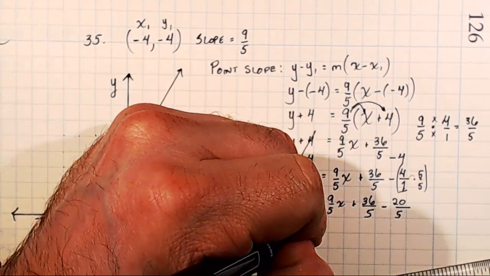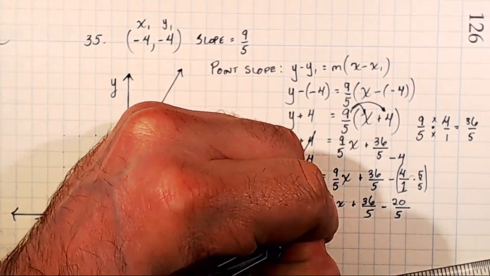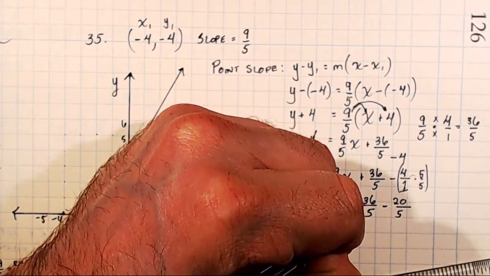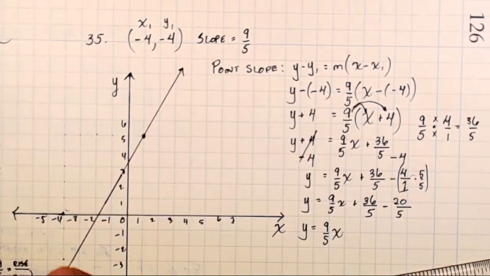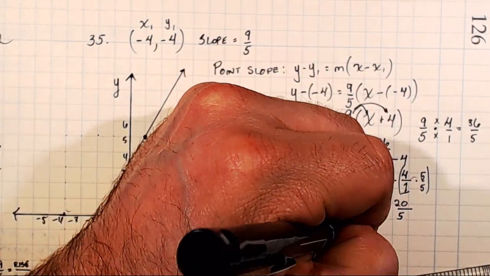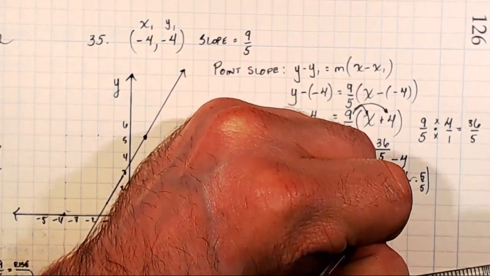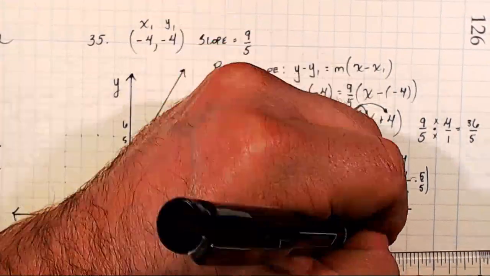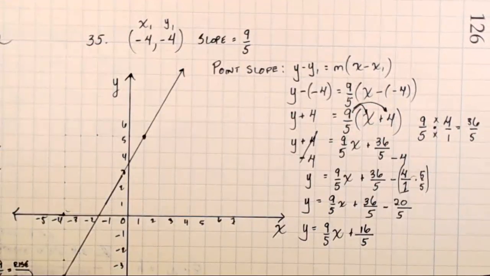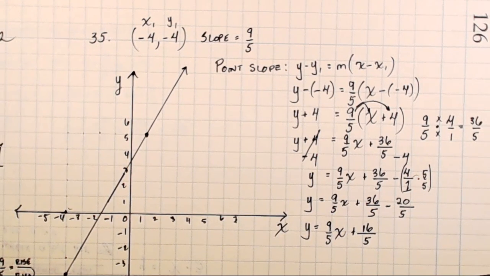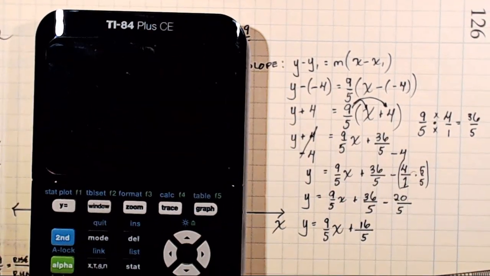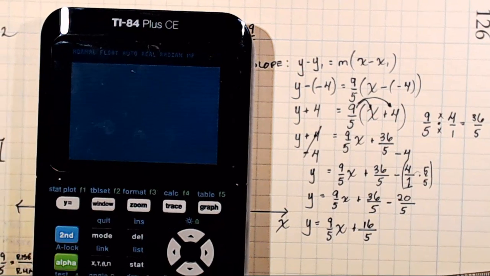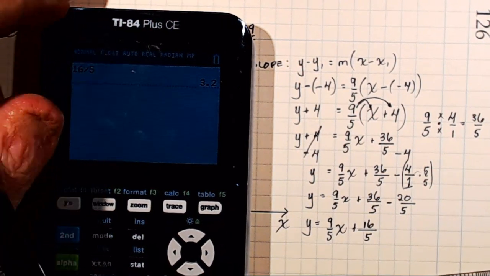Okay, so now we'll just keep solving. Y equals 9 over 5x. Now I have 36 minus 20, which is 16. So y equals 9 over 5x plus 16 over 5. Okay. Now let's just check to make sure we're right. What is 16 divided by 5? 16 divided by 5 equals 3.2.